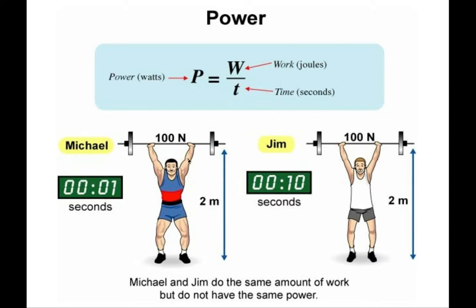If I calculate power for Michael, I take 100 times 2 to give me 200 joules of work and divide it by 1 second, which tells me his power is 200 watts. For Jim, 100 Newton force times 2 is 200 joules, divided by 10 seconds, so he lifts this object with a power of 20 watts. So Michael and Jim do the same amount of work. Michael does it faster, thus he has more power.